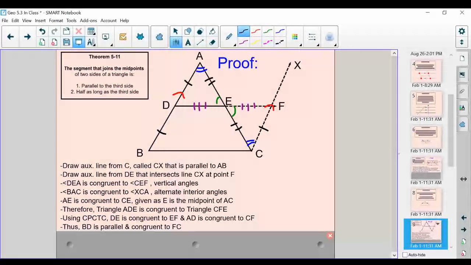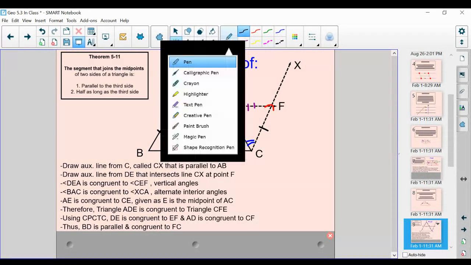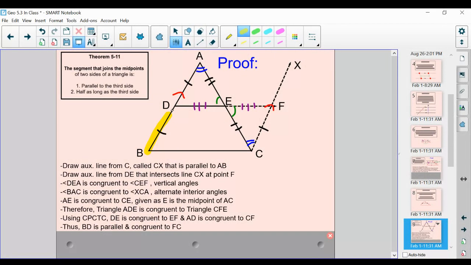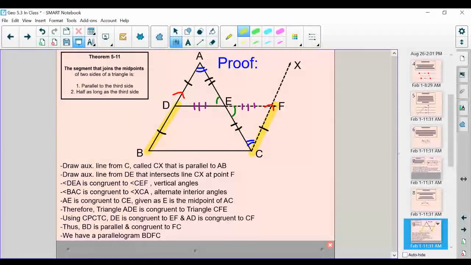If you look at segment BD, let me highlight for you. Segment BD is parallel and congruent to FC, or CF. Since I have congruent pairs of opposite sides that are also parallel, that means we have a parallelogram here. We now have a parallelogram. And if you look at the parallelogram, we might be able to notice some things.